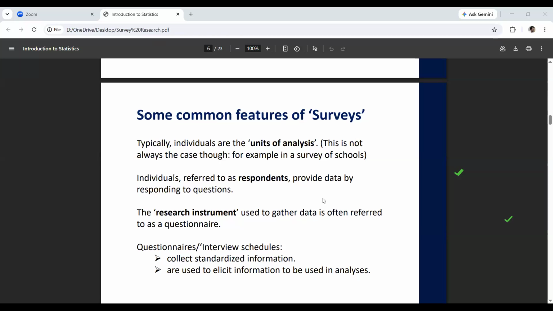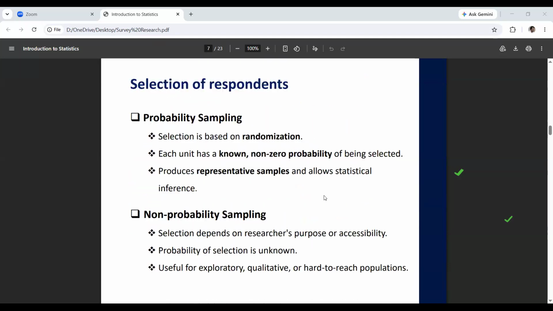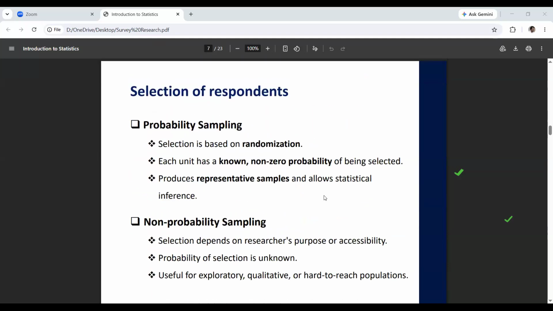So how is selection made? The main question that arises is how to select the sample. There are 2 ways to select the sample: one is probability sampling and the other is non-probability sampling. There is a difference of purpose and there is also a difference of resources.